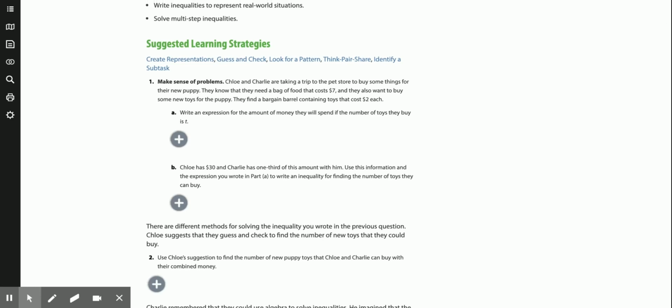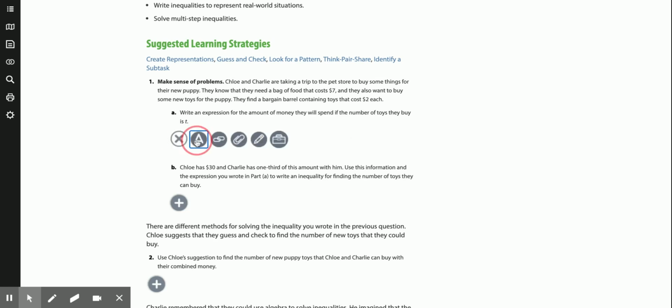Make sense of the problems. Chloe and Charlie are taking a trip to the pet store to buy some things for their new puppy. They know that they need a bag of food that costs $7 and they also want to buy some new toys for the puppy. They find a bargain barrel containing toys that cost $2 each. Write an expression for the amount of money they will spend if the number of toys they buy is T.